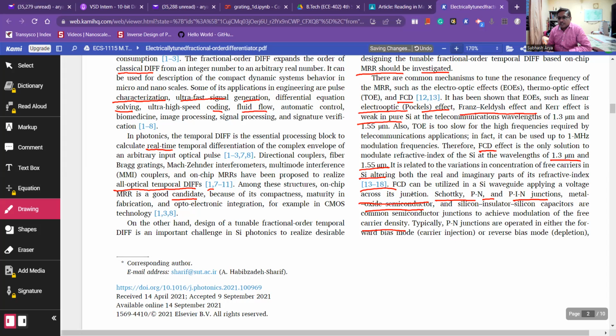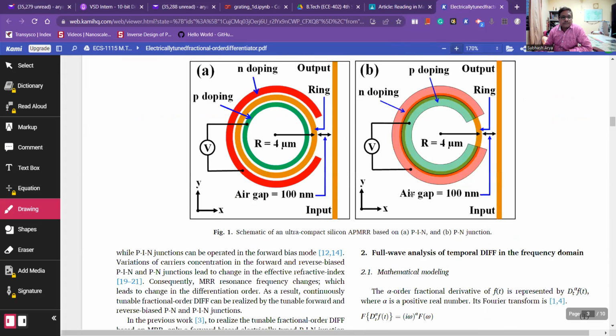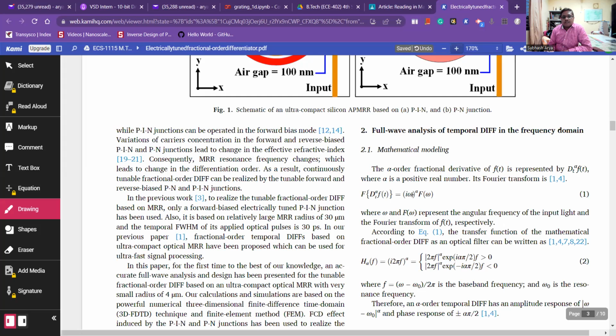Typically, PN junctions are operated in either the forward bias mode, that is carrier injection, or reverse bias mode, that is depletion, while PIN junctions can be operated in forward bias mode. Variations of carrier concentration in the forward and reverse biased PIN and PN junctions lead to a change in the effective refractive index. Consequently, the MRR resonance frequency changes, which leads to a change in the differentiation order.